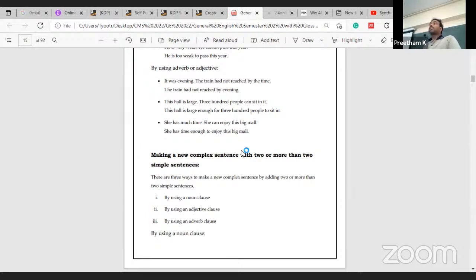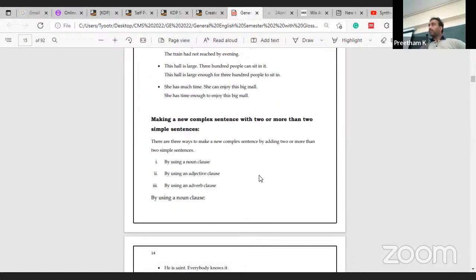Look at the sentence: She has time enough to enjoy this big mall. Look at the entire phrase. What is that doing to the main subject? "Time enough" means actions. It's an adverb here. Got it? You should look into what these words or phrases are doing to the main subject. Then we'll move on to the second part.